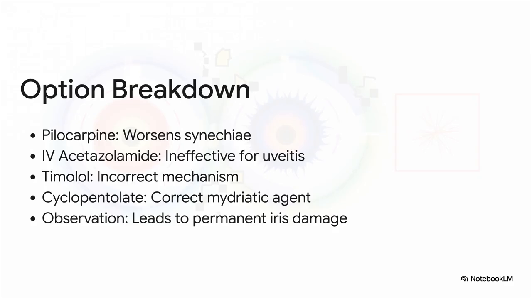Looking at our strictly defined 5-option matrix, A, B, and C are high-yield glaucoma therapies. Pilocarpine, acetazolamide, and timolol are all traps designed to punish clinicians who stop thinking the second they read red, painful eye. You must actively bypass all of them to force the selection of D, cyclopentolate. This mydriatic agent is strictly required to break the synechiae. And option E, observation, that's just a trap that guarantees permanent inflammatory damage.